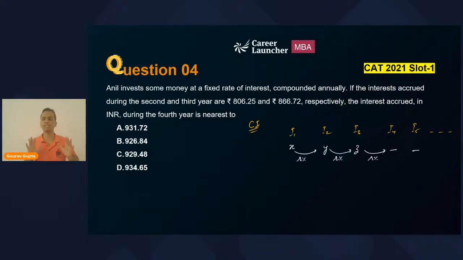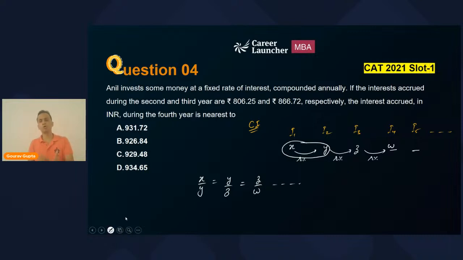So हर बार percentage increase same होगा, right? So that means the ratio of the interests of any two consecutive years will be same. Okay, so I can say that X upon Y will be equal to Y upon Z will be equal to, let's say this is W, Z upon W, and so on. The ratio of the interest of the consecutive years will always be same in case of compound interest, right? So this is a very simple logic that can be applied in this case. So I have told you why it will happen. Now you can directly apply this.